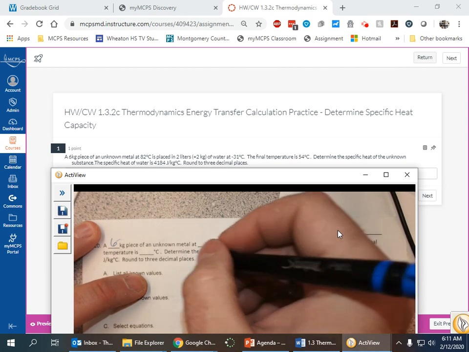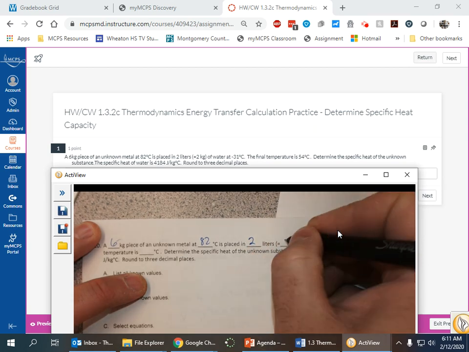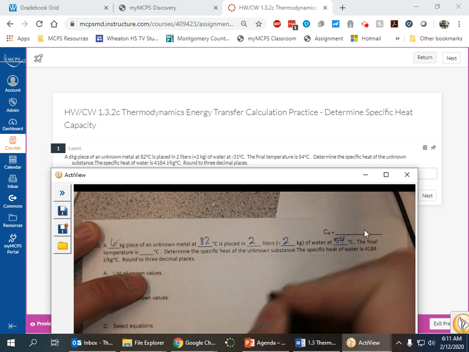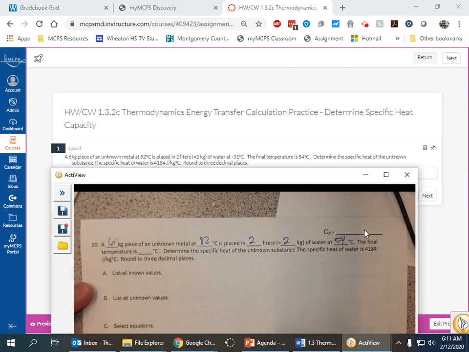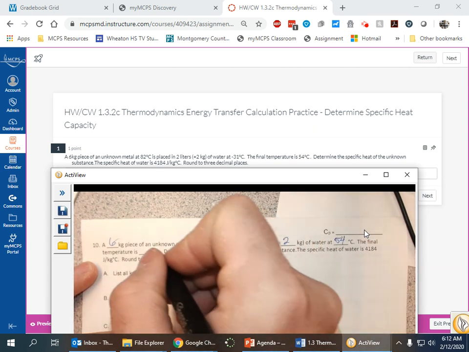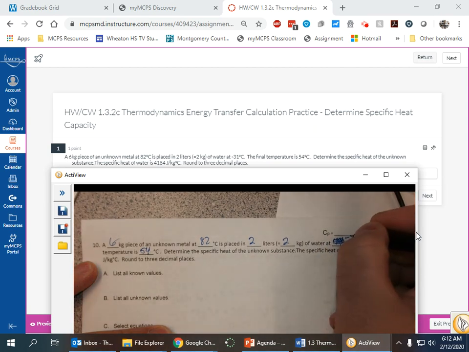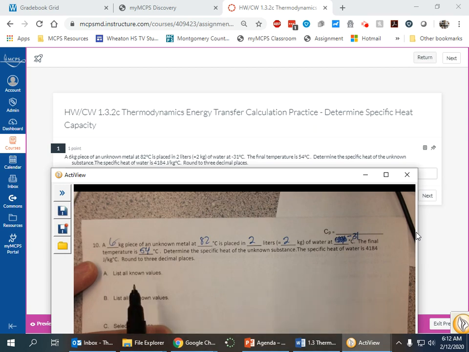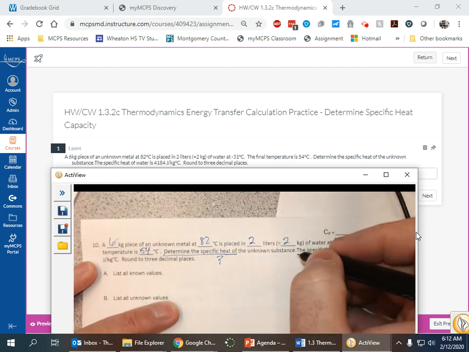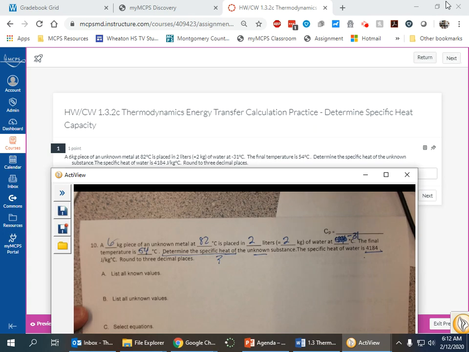6 kilograms, 82 degrees Celsius. It's placed into 2 liters or 2 kilograms of water, and that water is at 54 degrees Celsius. The final temperature is 54 degrees Celsius, and the water's initial temperature is negative 31 degrees Celsius. Determine the specific heat capacity, that's my unknown, of the unknown substance, and the specific heat capacity of water is right here.